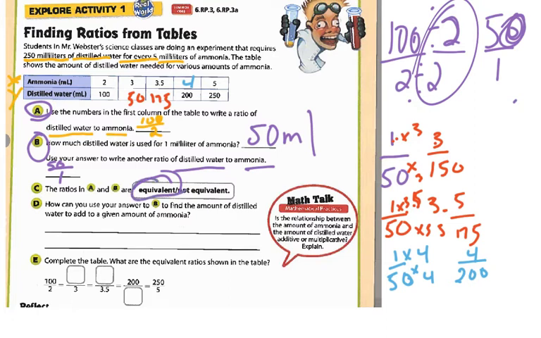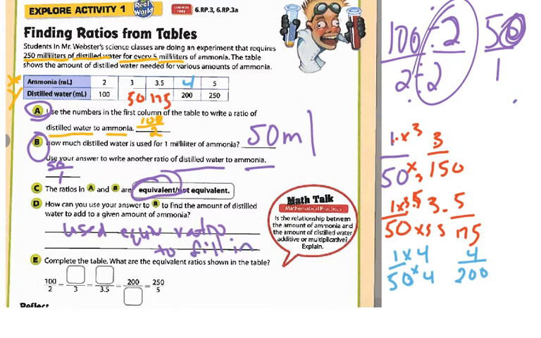Okay. So now I'm going to go back to part D. Part D says, how can you use your answer to B to find the amount of distilled water to add to a given amount of ammonia? Well, I just showed you, right? We're going to multiply the amount of ammonia by 50 over 1 so we can figure out how much we have to add. So we used equivalent ratios to fill in the table.